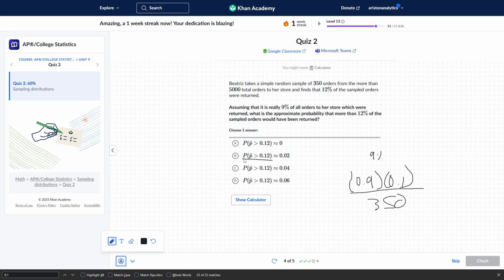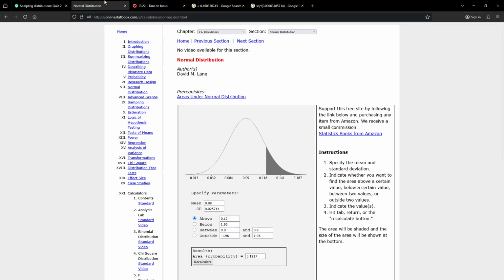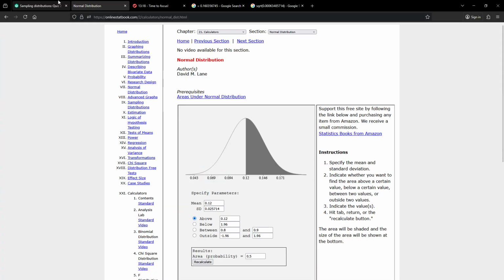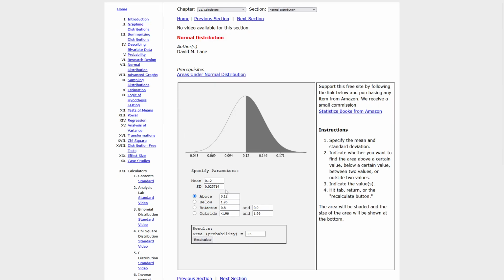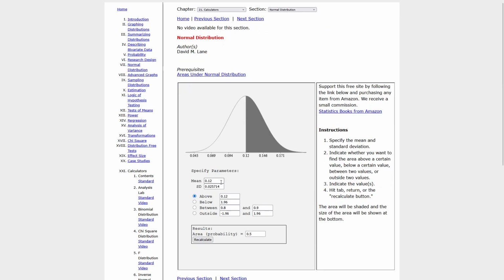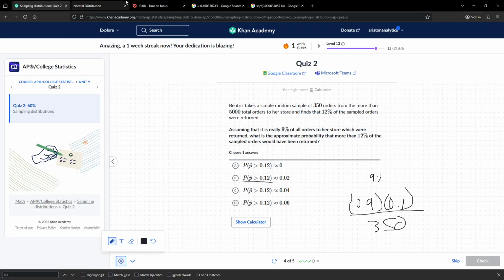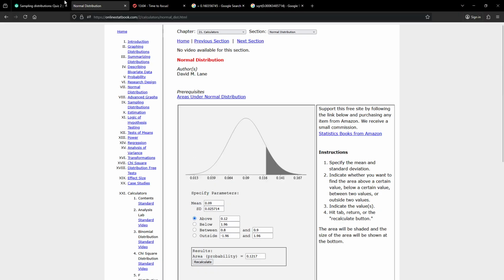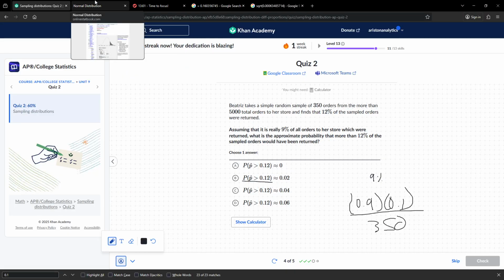Am I calculating things right? I'm wrong again. Oh, it's so annoying. Okay, 0.12. Oh my god. 0.5? No.